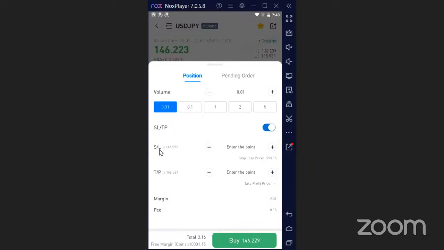Okay, so now the number we wrote down for our SL is 146.245. That is our SL, that is our stop loss. Then the one we wrote for our TP, which is our take profit, is 146.478. That is our take profit. Okay, and then you want to click buy.